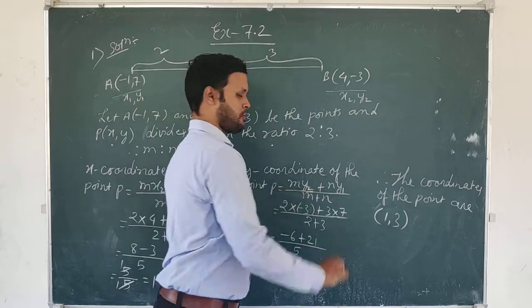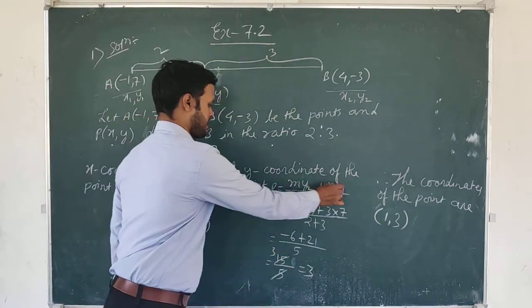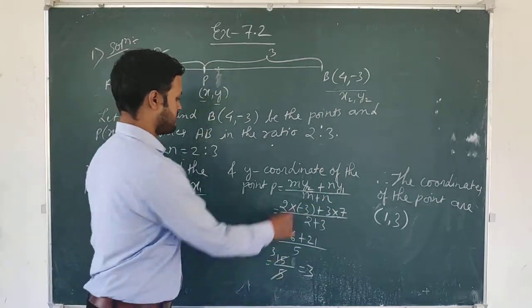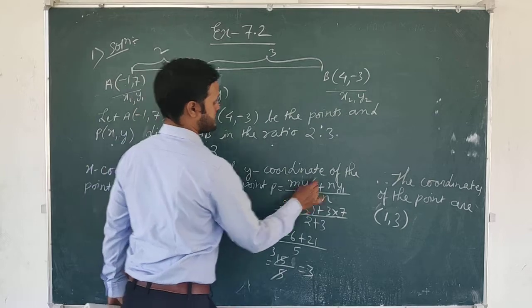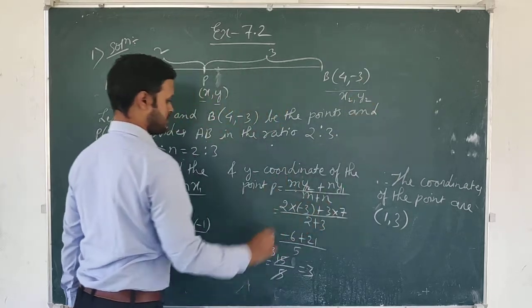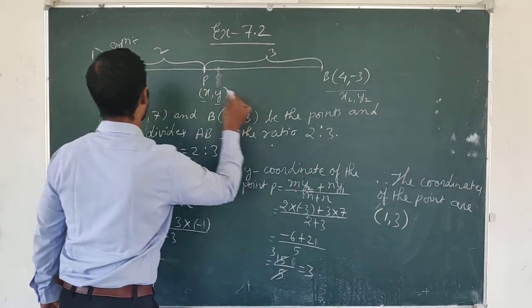And y coordinate of the point P is equal to, what will be the y coordinate? my2 plus ny1 by m plus n. So what is the value of m, students? The value of m is what? 2. The value of y2 is -3. Put here -3. The value of n is 3, and the value of y1 is what?